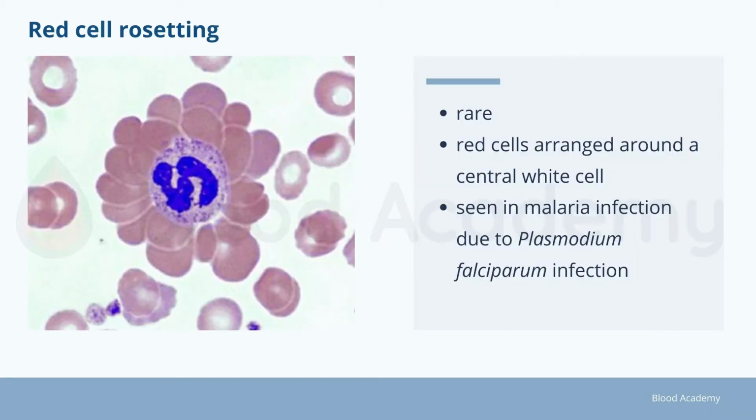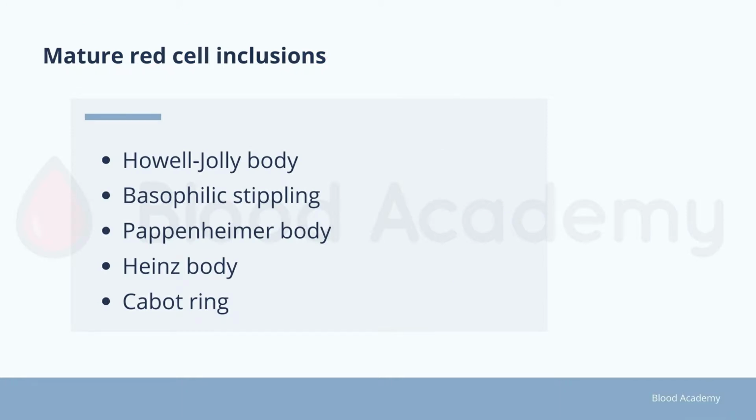Red cell rosetting is a rare feature of blood films. It is characterized by red cells arranged around a central white cell. The significance of this phenomenon is unclear. It can also be seen in malaria, secondary to Plasmodium falciparum infection. Here, a single infected red cell is surrounded by non-infected red cells. Let us now consider the intracellular changes and inclusions that can be seen in mature red cells.